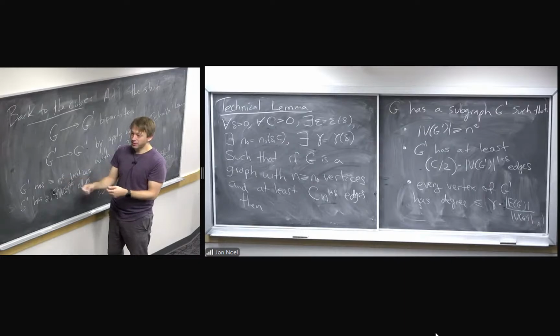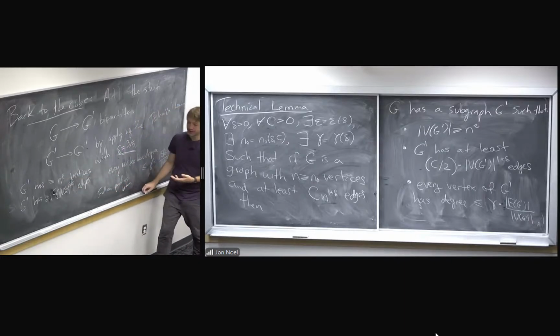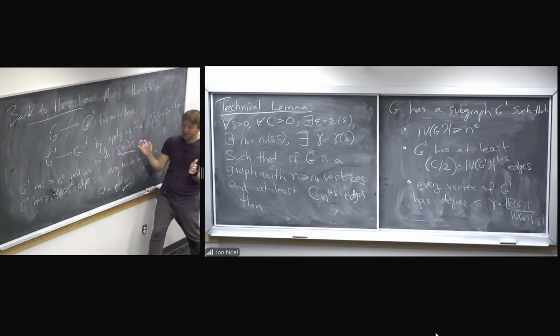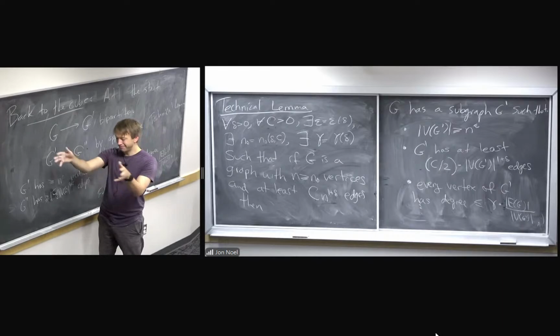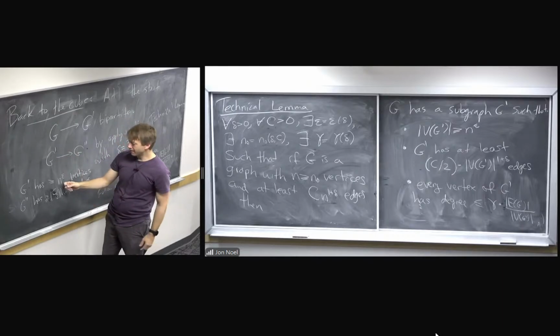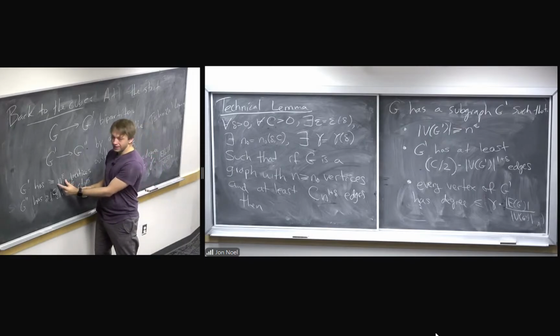Like, if for the Bondi-Simonovitz theorem we need the number of vertices to be bigger than 1 trillion, well, just pick n large enough so that the number of vertices in the neighborhoods will be. It's kind of okay as long as this actually does go to infinity as n goes to infinity. That's all we really need.